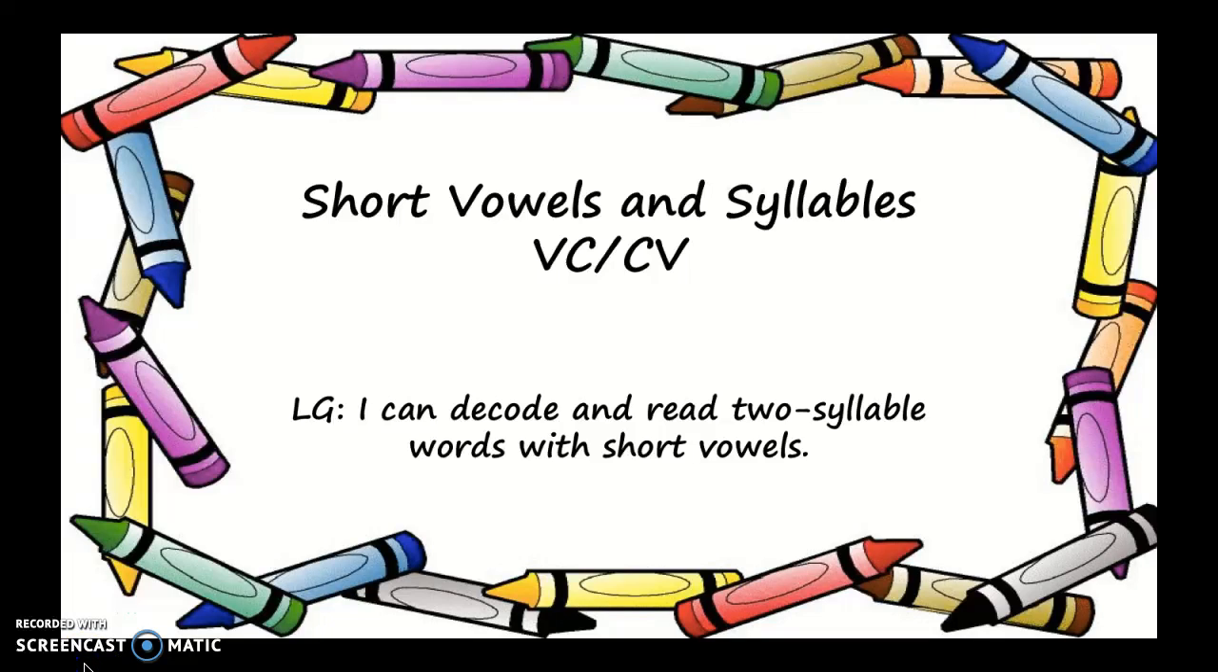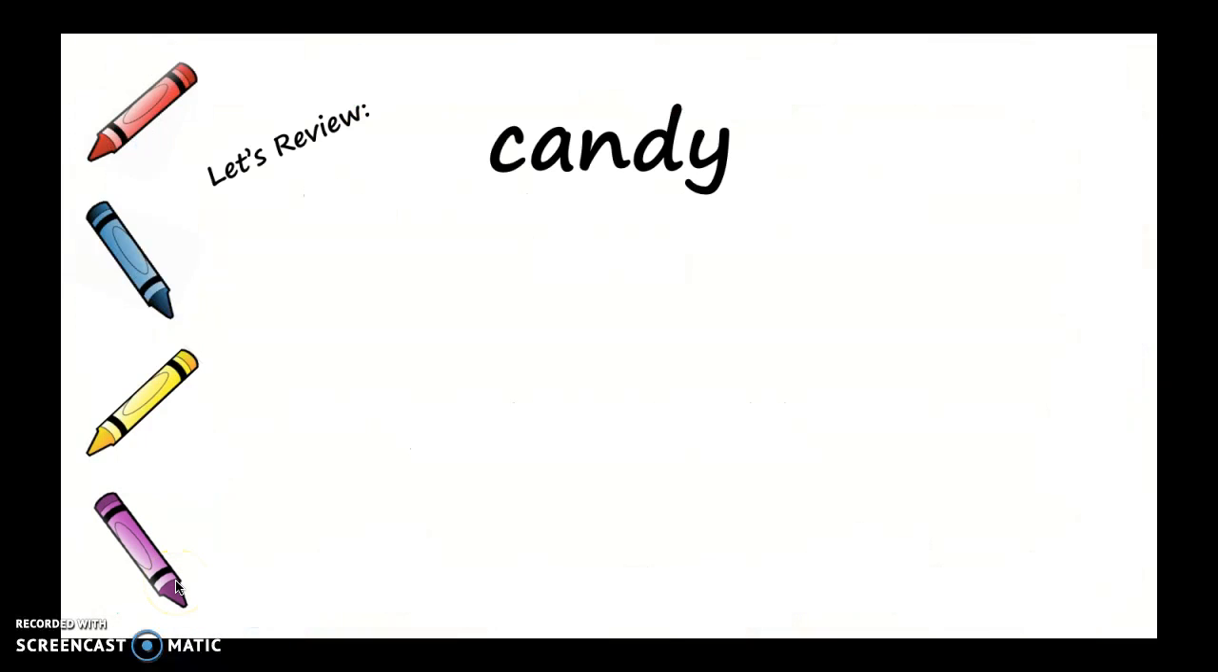Welcome back, friends. Today we're going to continue decoding and reading two-syllable words with short vowels using the VC-CV pattern. Let's review using the word candy.